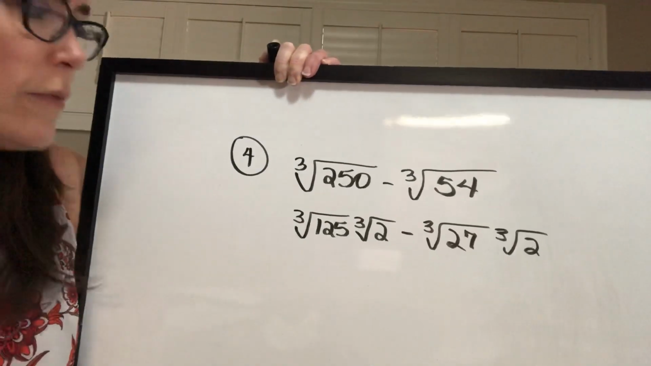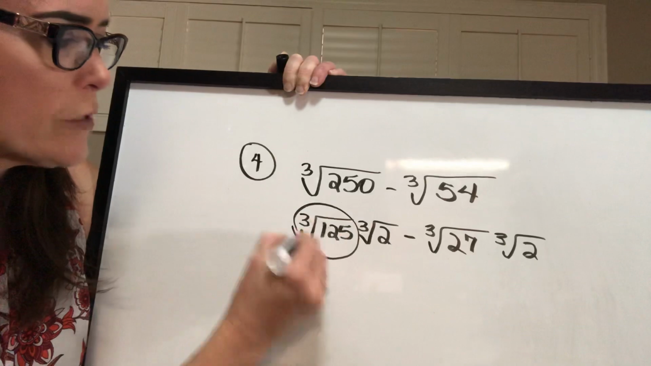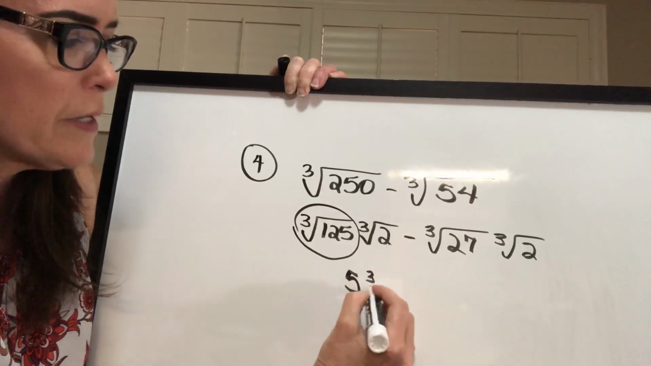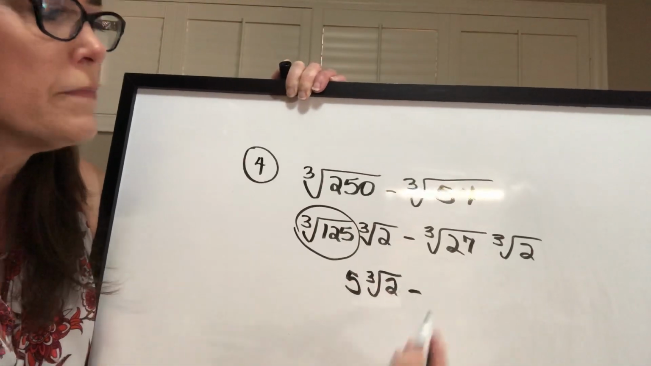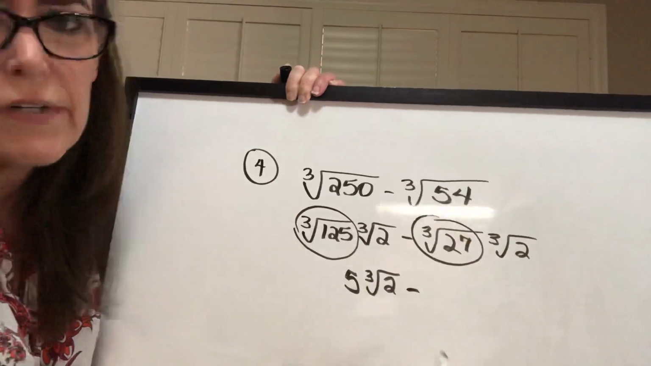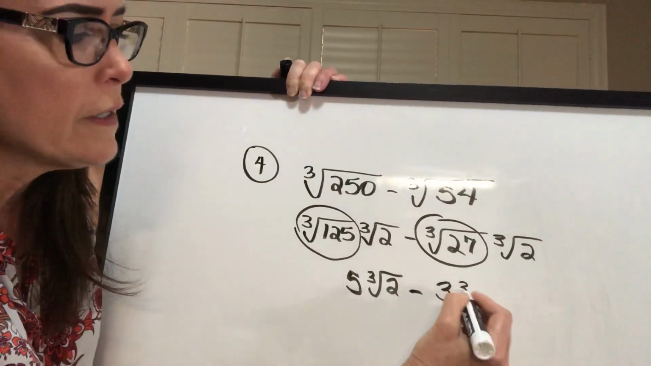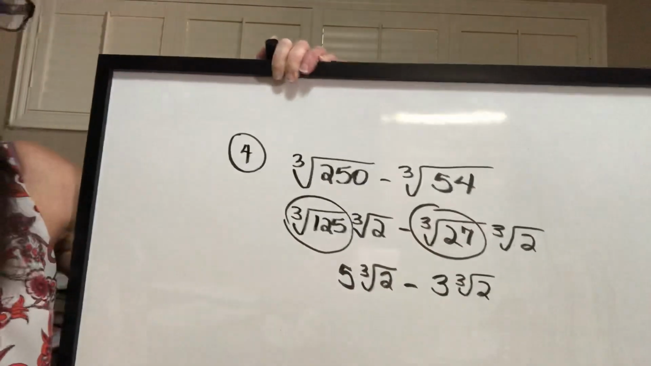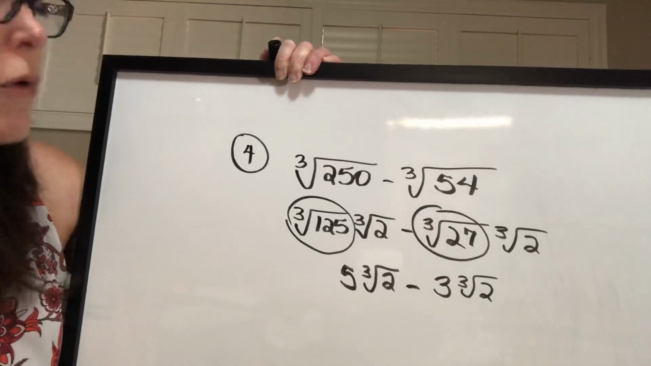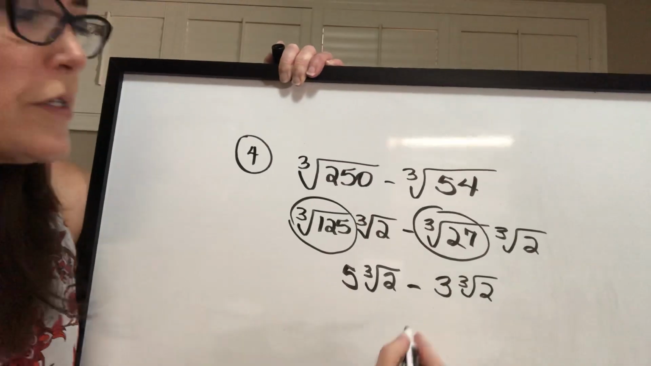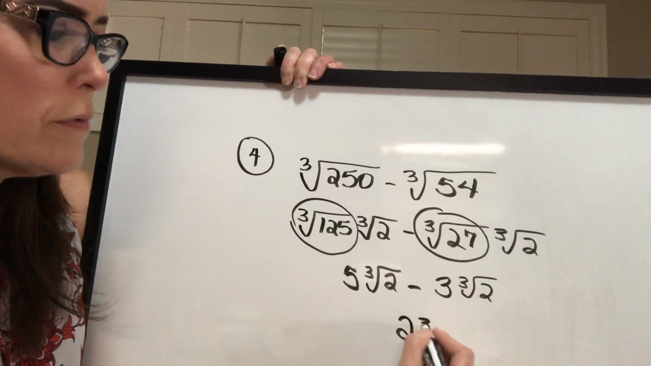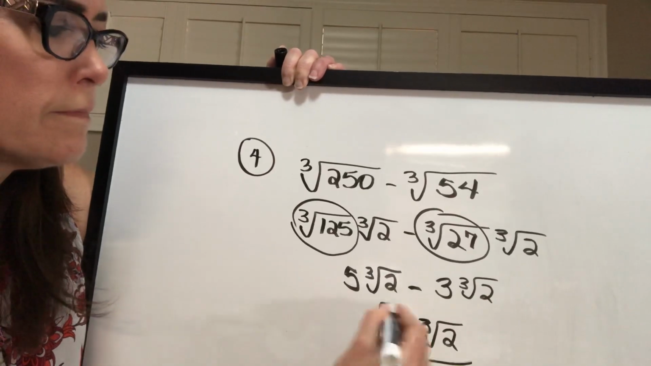And then simplify the ones that are perfect. So the cube root of 125 would be 5, so that one would be 5 cube root of 2. And then the cube root of 27 is perfect, that would be 3 cube root of 2. And since they are both cube root of 2, you are allowed to subtract. So 5 minus 3 would be 2 cube root 2.